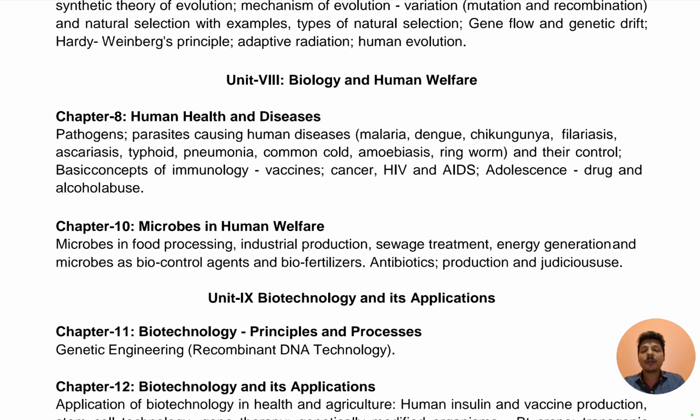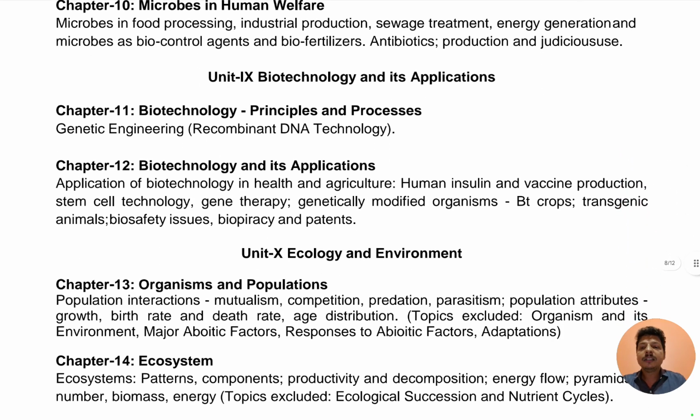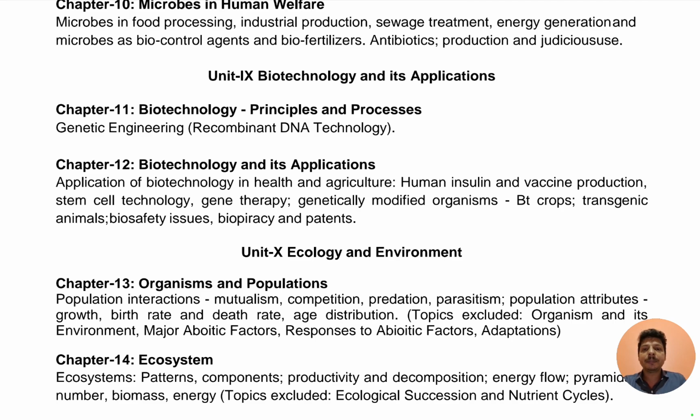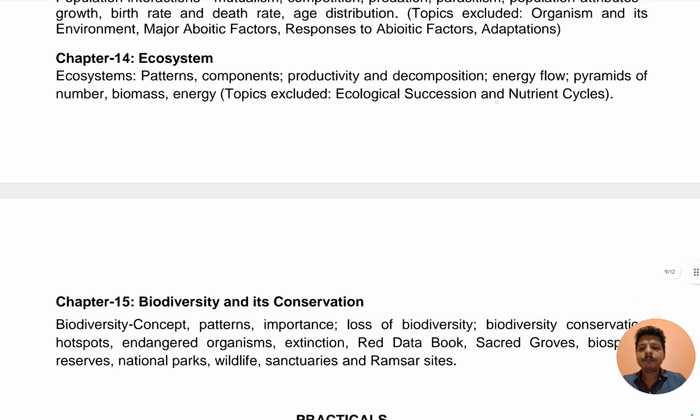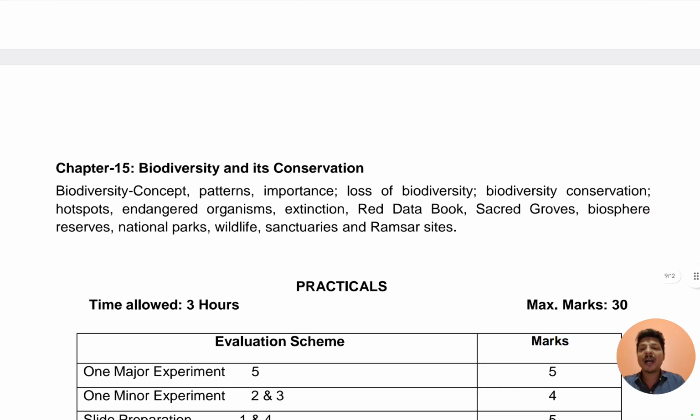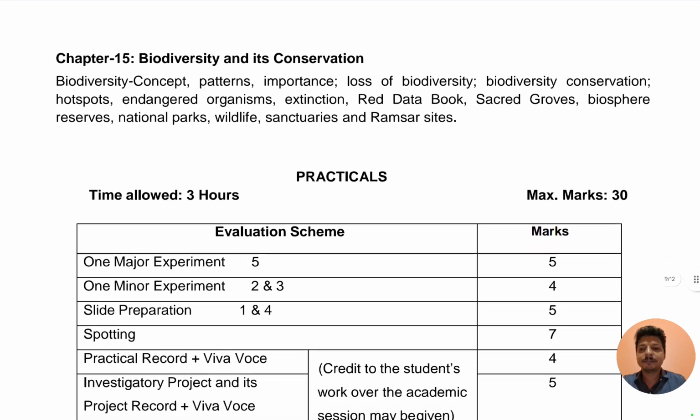Chapter 10, microbes in human welfare. Chapter 11, biotechnology principles and processes. Chapter 12, biotechnology and its applications. Then the last unit, Chapter 13, organisms and populations, and Chapter 14, ecosystem. Chapter 15, biodiversity and its conservation.